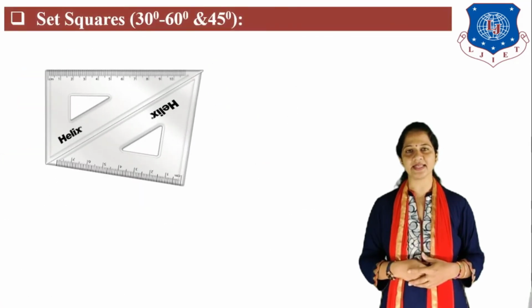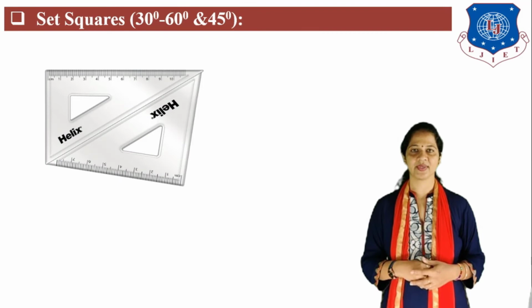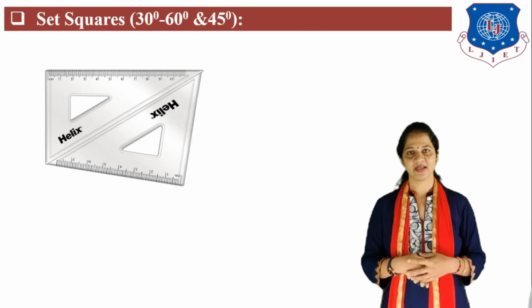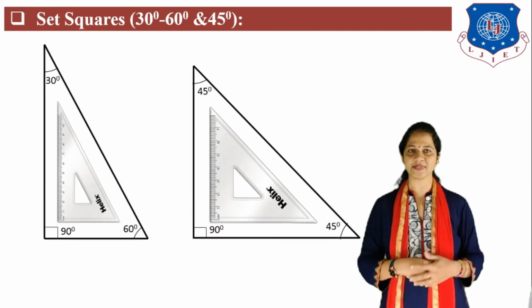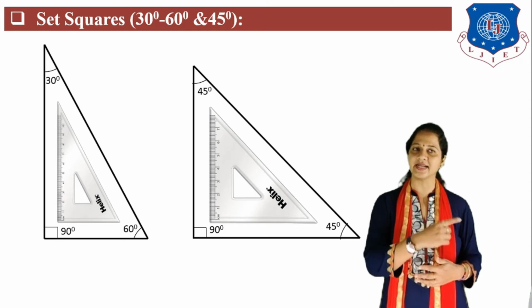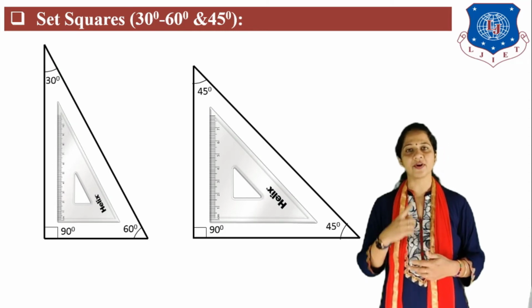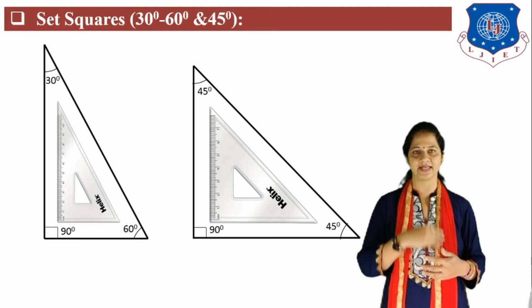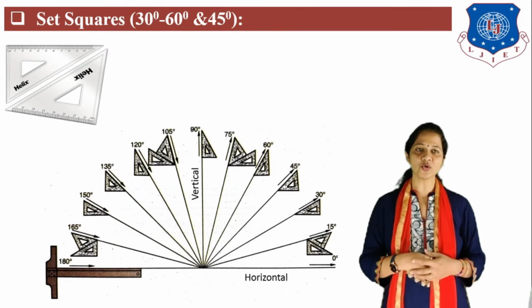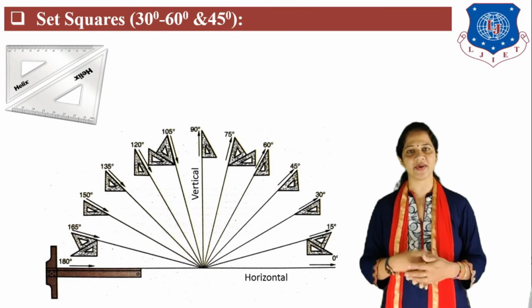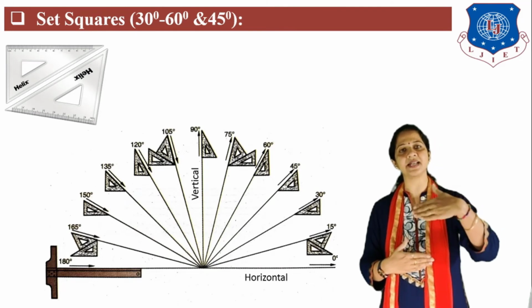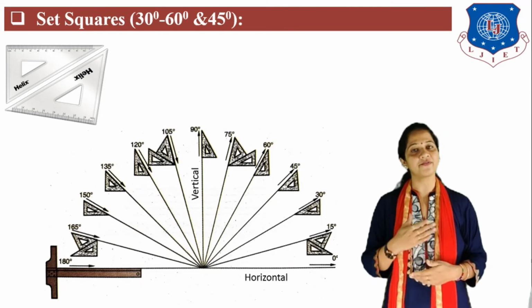Next instrument is set square. Set squares are triangular in shape. Generally, two forms of set square are used. One is 30, 60 and 90 degree and another is 45, 45 and 90 degree. You can see here that by using a combination of set squares we can draw lines at different angles in multiples of 15 degrees.